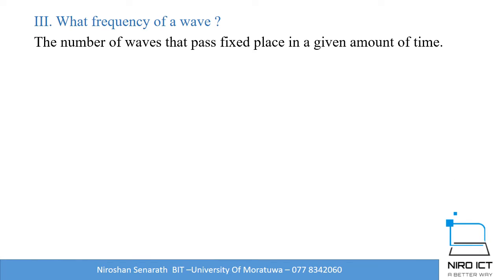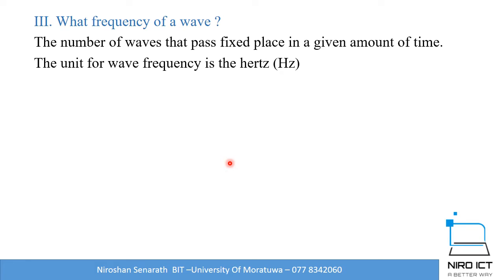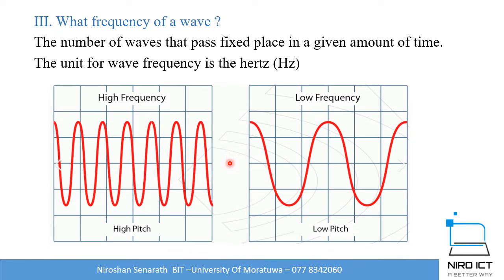So what is the frequency of a wave? That is very important. When you talk about computer systems, computer speed is also measured in hertz. Hertz is used to measure frequency. Frequency is the number of waves that pass a fixed place in a given amount of time. The unit for wave frequency is hertz. You can see these two images. The first image is called high pitch, because the number of waves here is higher than in the second. The second we can call low frequency or low pitch, because the number of waves is less compared with the first image. That is how to simply understand what frequency is.